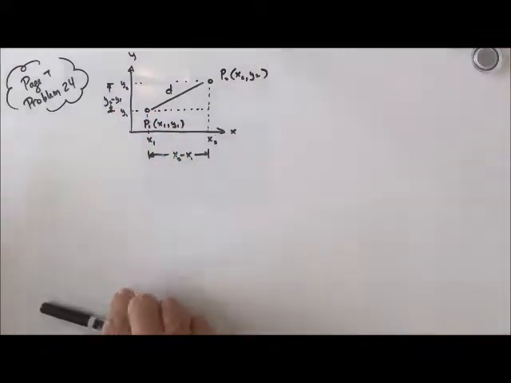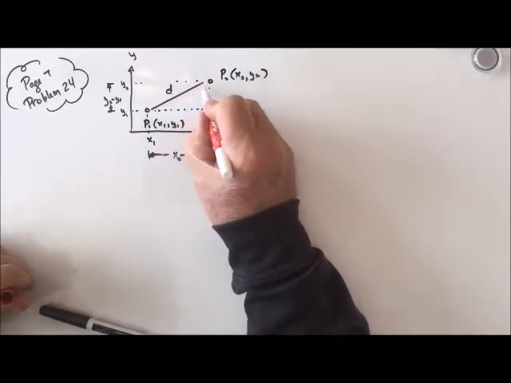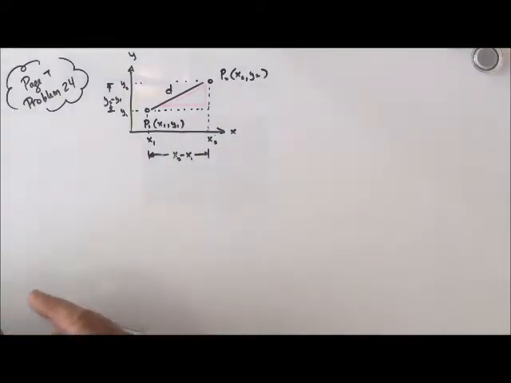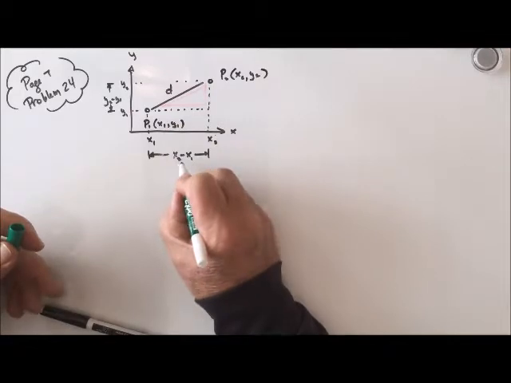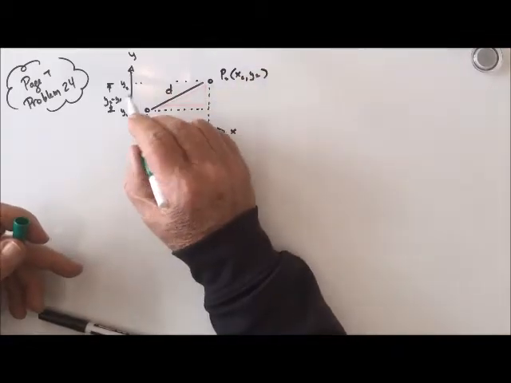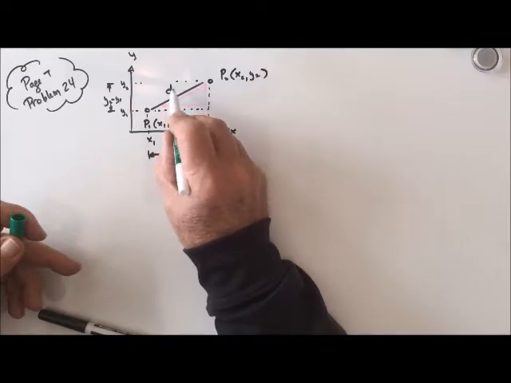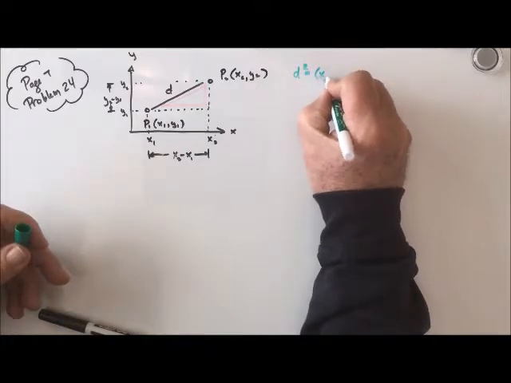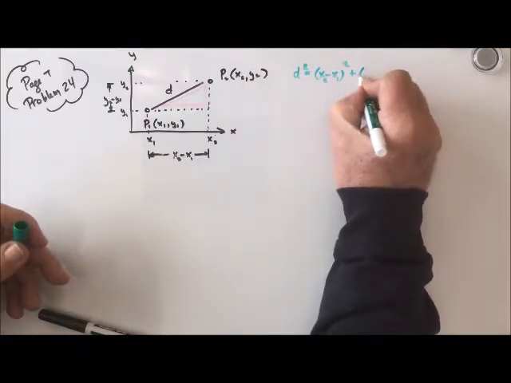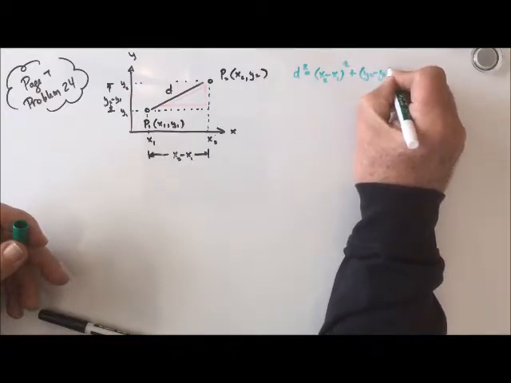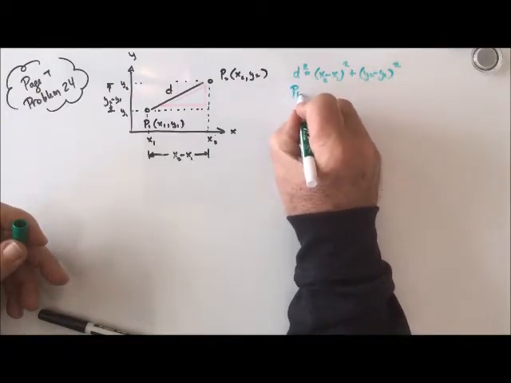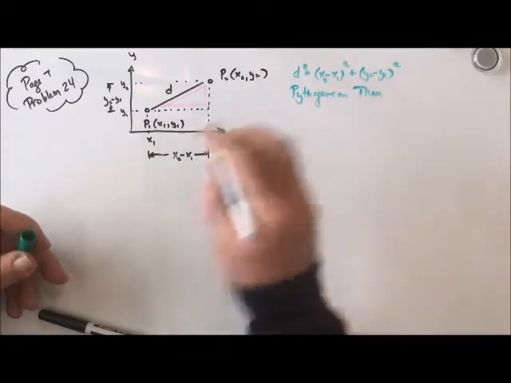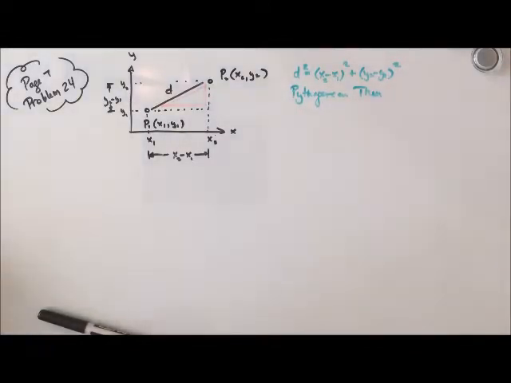So now, if you just focus on this little triangle, I don't know if that's showing up or not, this side has this length, this side has this length. Since this is a right triangle, d squared then is just equal to the differences in the x's squared plus the differences in the y's squared. And that's through the Pythagorean theorem. And that is the distance formula.